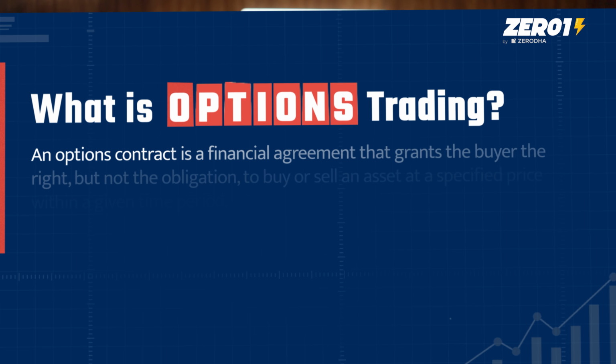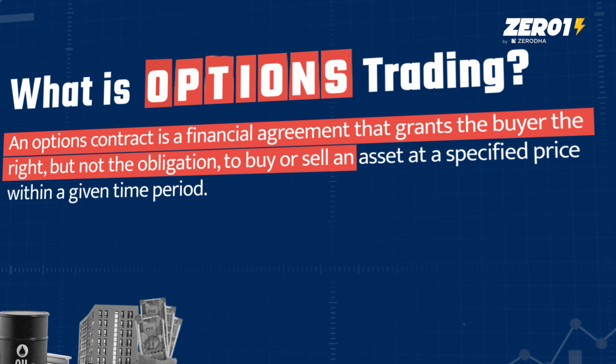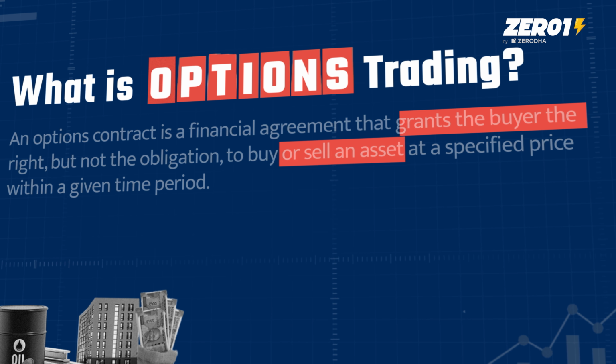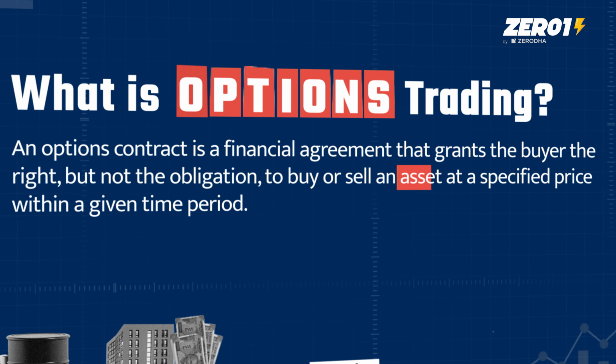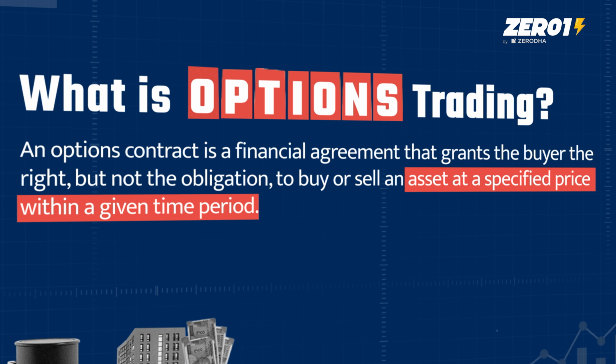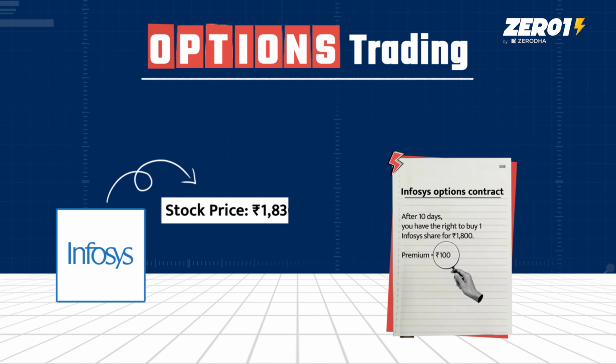So here's an official definition of an option contract. An options contract is a financial agreement that grants the buyer the right, but not the obligation, to buy or sell an underlying. The underlying could be a stock or a share or something else at a preset price within a given period. So an Infosys option contract derives its value from Infosys shares. And like that famous movie dialogue, "Kehna kya chahte ho?" Let's explain with a simple example.